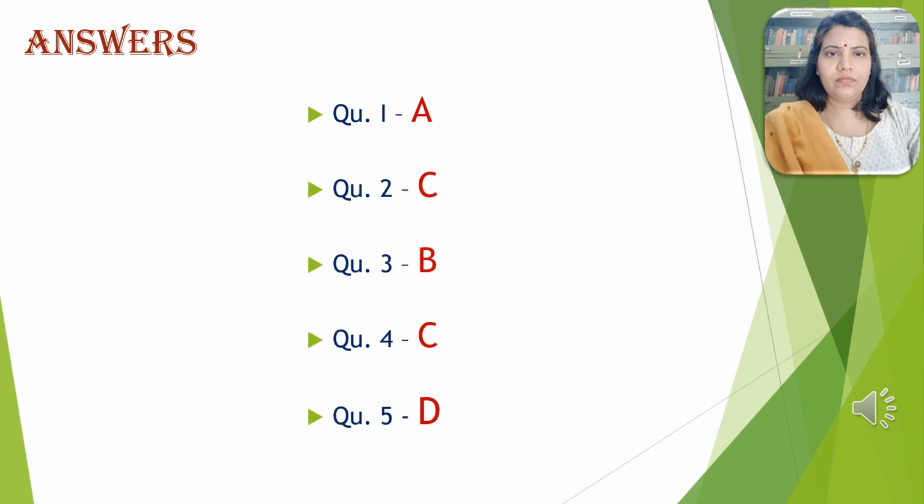Have a look at the correct answers. A is the correct answer of question 1. C is the correct answer of question 2. B is the correct answer of question 3. C is the correct answer of question 4. And D is the correct answer of question 5.